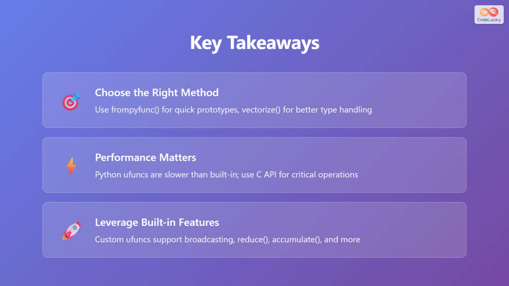Let's recap the key takeaways. First, choose the right method for your needs. Use frompyfunc for quick prototypes and vectorize for better type handling. Second, remember that performance matters. Python-based ufuncs are slower than NumPy's built-in functions, so use the C API for critical operations. Third, leverage the built-in features that come with custom ufuncs. Your custom ufuncs automatically support broadcasting, reduce, accumulate, and many other powerful NumPy operations. With these tools in your arsenal, you can extend NumPy's functionality to meet your specific computational needs.